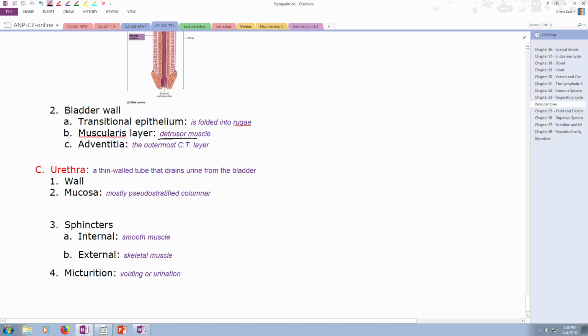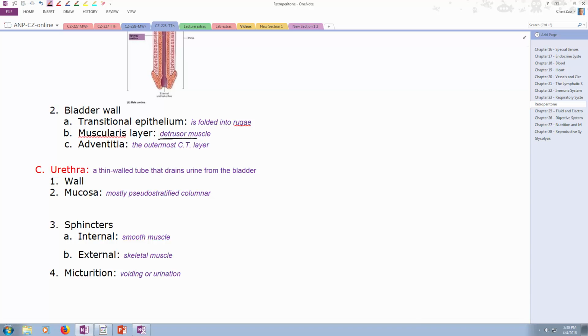It has its own name. It's called the detrusor muscle. So that is indeed the smooth muscle of the bladder. Adventitia is the outermost layer of our bladder. And indeed, this makes sense because it is also retroperitoneal.